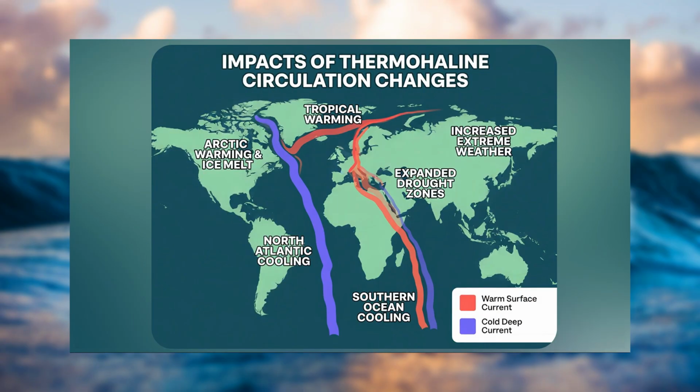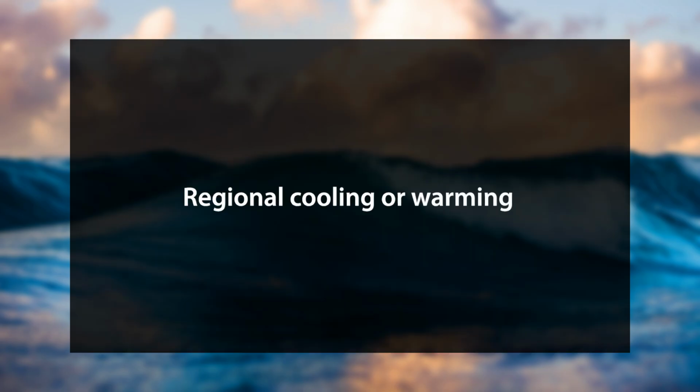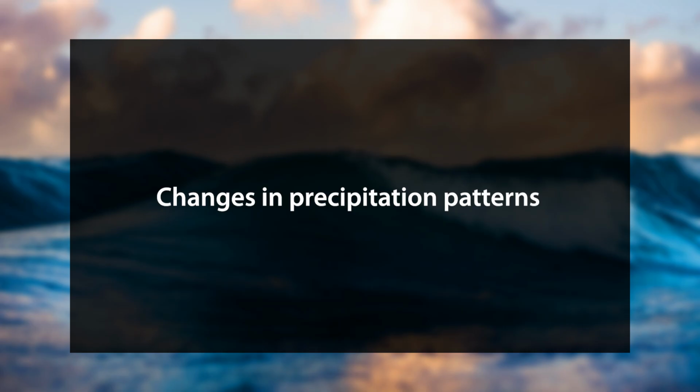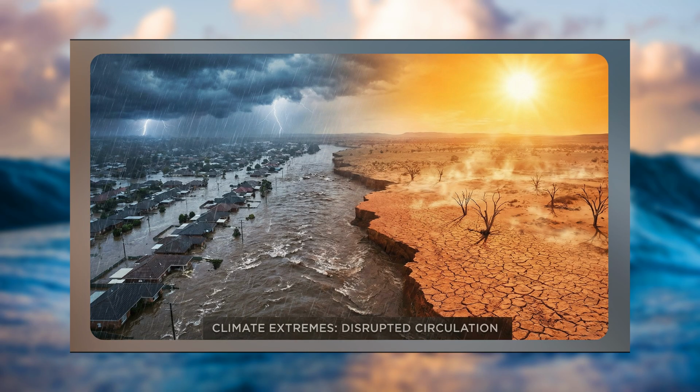Potential impacts of changes in thermohaline circulation on regional and global climate. Changes in thermohaline circulation can have significant implications for both regional and global climate. Some potential impacts include regional cooling or warming. A weakening thermohaline circulation may initiate cooling in the northern Atlantic regions, while a strengthening thermohaline circulation could result in warming. Changes in precipitation patterns. Shifts in thermohaline circulation can influence regional precipitation patterns, potentially leading to droughts or floods.